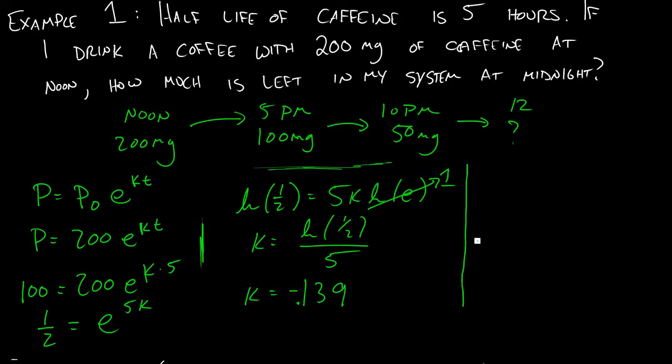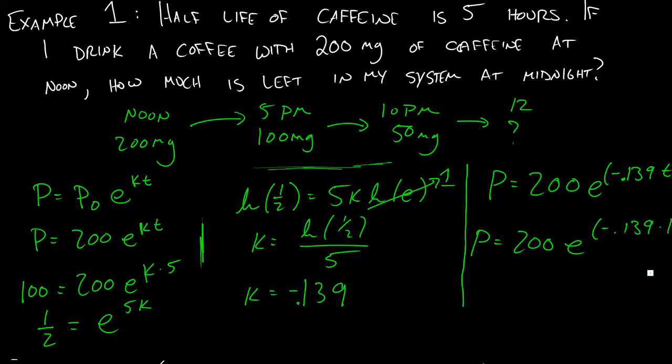All right, so now I have my equation. Now I know that the amount of caffeine in my blood is equal to 200 times e to the negative 0.139 t. Right? And so to solve for how much is left in my system at midnight, all I need to do is plug in t is equal to 12. So I'll plug in t is equal to 12, and I will type that into my calculator. To get that, I'll have about 37.89 milligrams of caffeine left in my blood at midnight, which is actually a decent amount. That's about the amount that's in a cup of black tea.